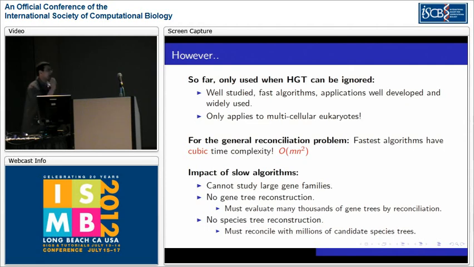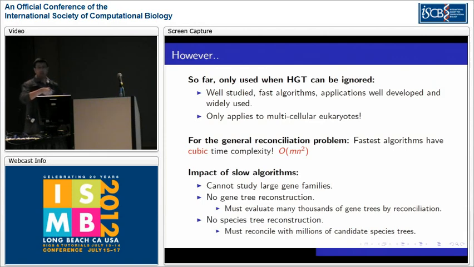Now, the problem with this is that all of these powerful applications have only been developed in the context of eukaryotic systems, and particularly in multicellular eukaryotes. And that's because in those cases, you can actually ignore horizontal gene transfer. And once you ignore horizontal gene transfer, the reconciliation problem is greatly simplified. You have linear time algorithms for computing optimal reconciliations when there is no HGT, only duplication and loss. And so you can afford to do all of those nice applications like accurate gene tree reconstruction, species tree reconstruction, applied to very large gene families and so on.